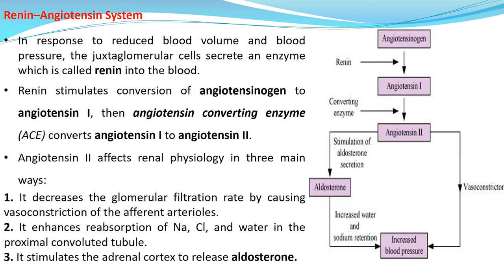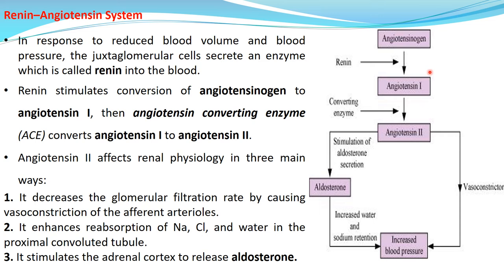So the hormones which are responsible for the regulation of blood pressure, the first one is called the renin angiotensin system. In response to reduced blood pressure, so due to reduction in the blood volume, due to bleeding or dehydration or vomiting or any other factor which might decrease the blood volume and blood pressure.